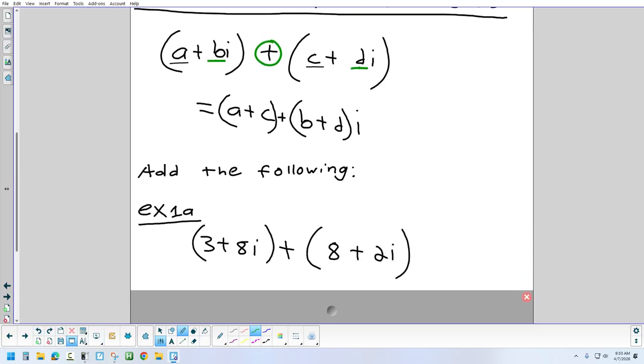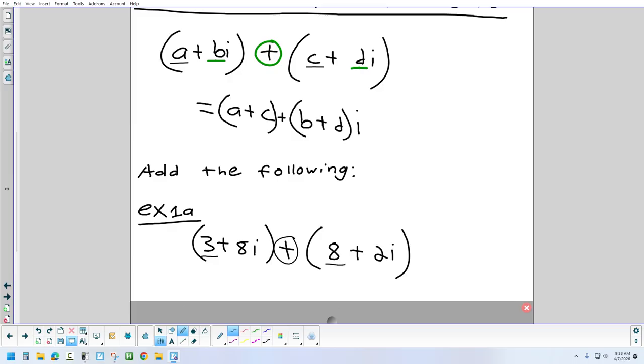Okay, so we're going to add 3 plus 8i and 8 plus 2i. When we add those two together, what do you get for the real part? 11. Just the real part. Yep, 11. So we get a real part of 3, a real part of 8, and the directions say add them up. 3 plus 8 is 11.